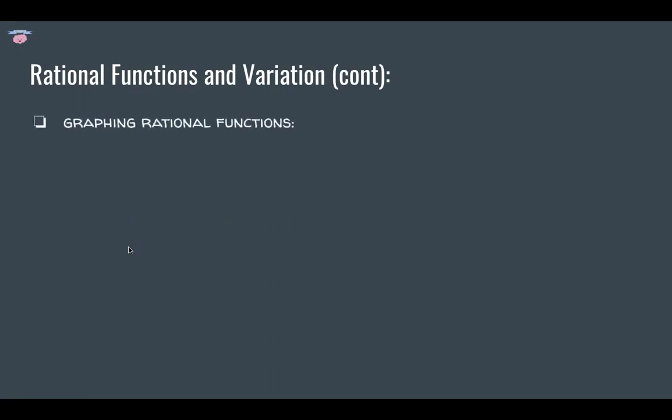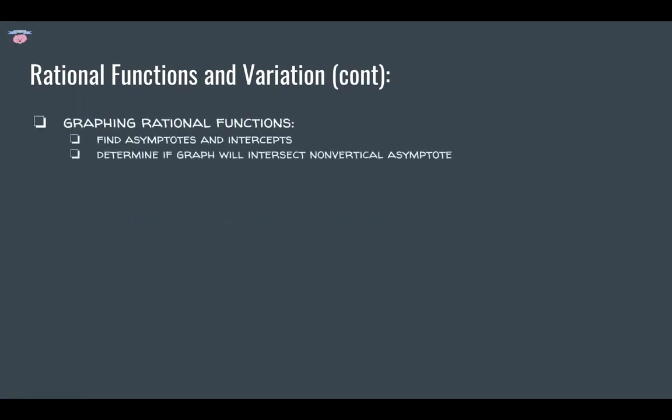So how to graph rational functions? You basically find the asymptotes and intercepts. You determine if the graph will intersect the non-vertical asymptote. A graph can actually intersect a horizontal asymptote, but for that, you need oscillations, and it's sort of confusing, so I won't really give an example here. It's more of precalculus, calculus type concepts. You plot other points if needed, and you graph.